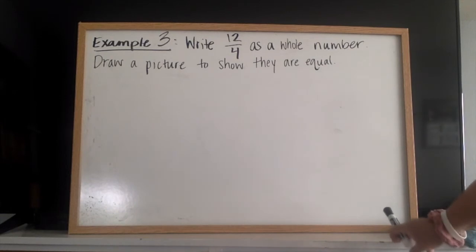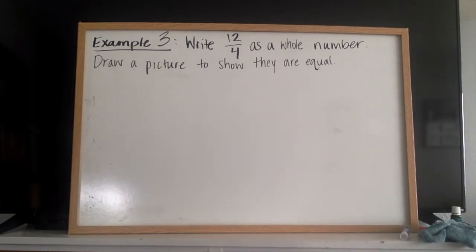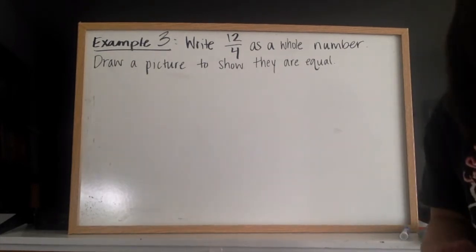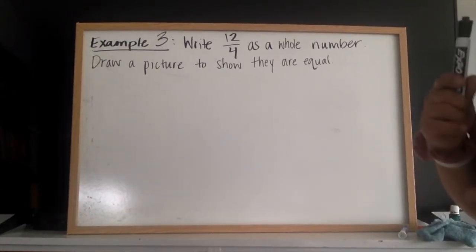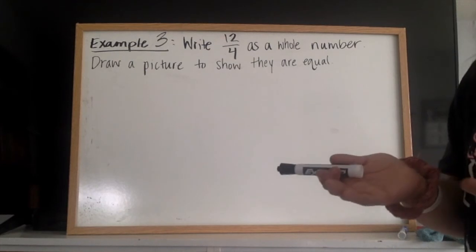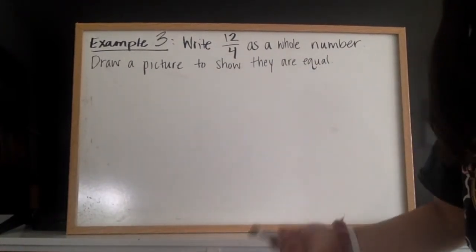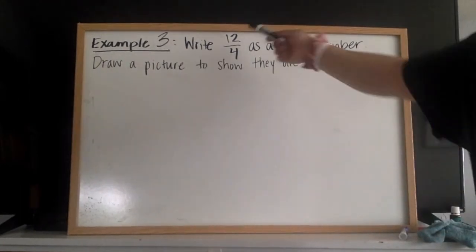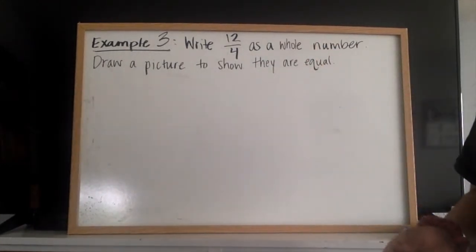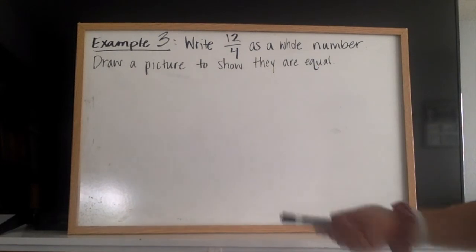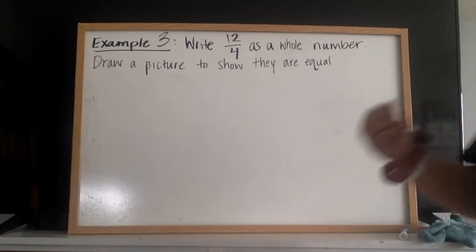Example 3. Write 12/4 as a whole number. Draw a picture to show they're equal. Now in example 1 and 2, they said that we should show the improper fraction as a mixed number. Now in example 3, they're telling us to write a whole number. So what this means is that when you divide 12 by 4, you're not going to have a remainder. So that's why it says represented as a whole number.